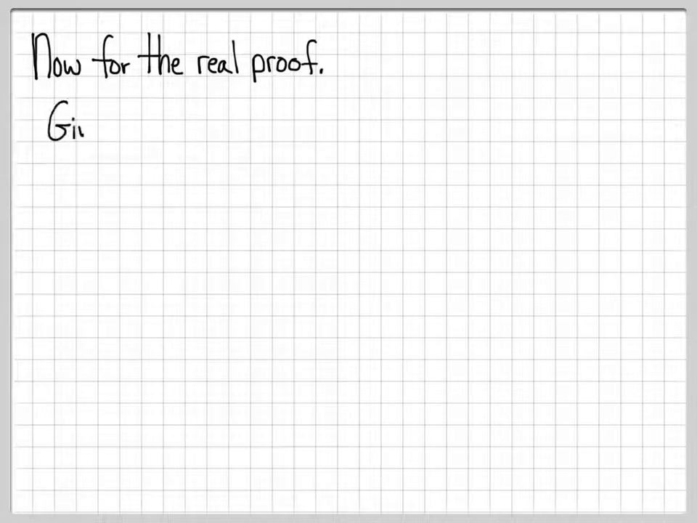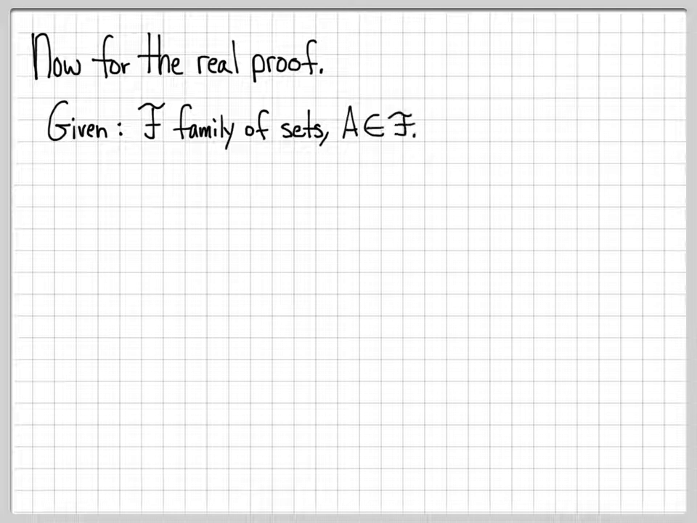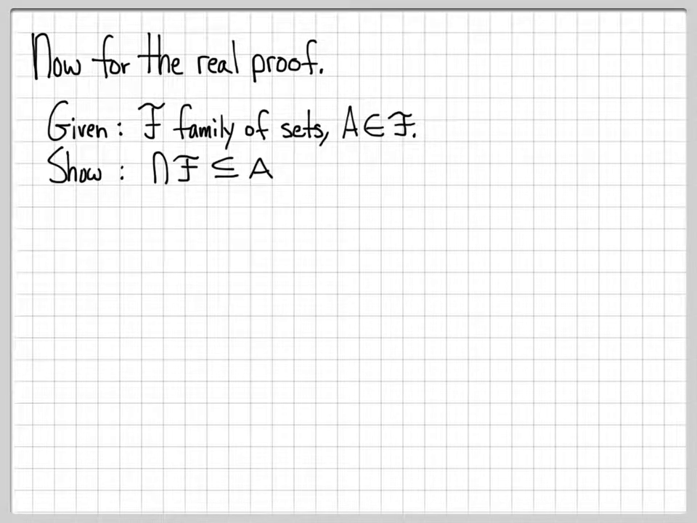So now for the real proof. So let's do our transformation method again. Let's start off with our assumptions. F is a family of sets and A is in F. And what we're trying to show is that the intersection of F is a subset of A. So that's what I start with.